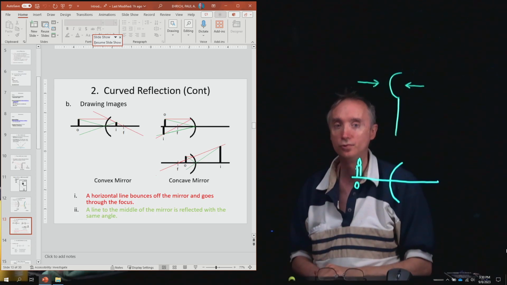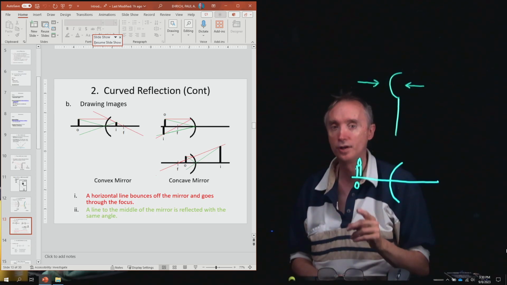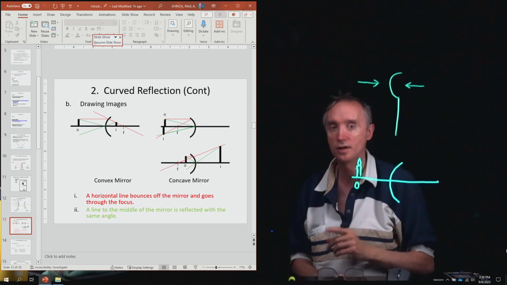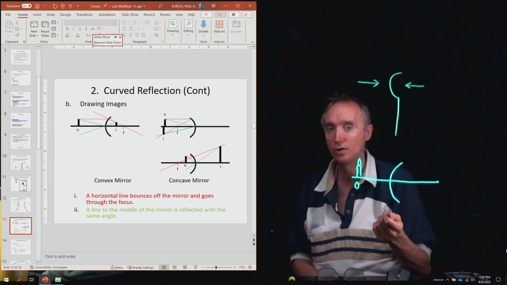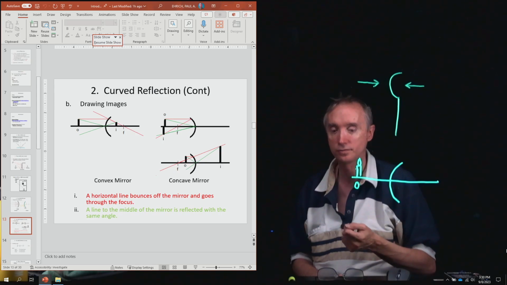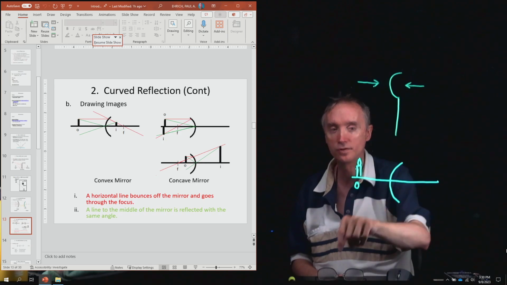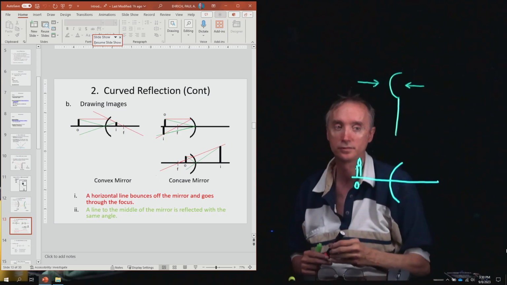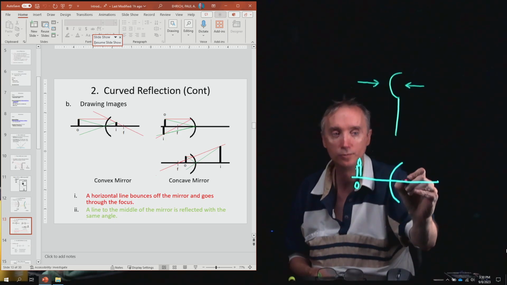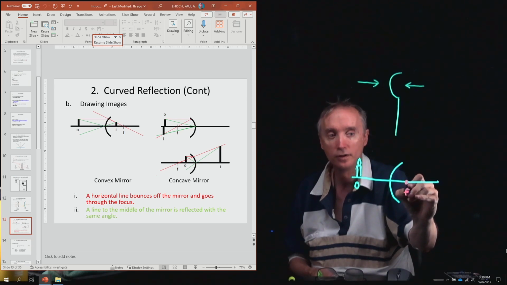Now we're going to have two rules. So rule number one is that a horizontal line, when it bounces off the mirror, has to go through the focus. So for a convex mirror, where's the focus located? The focus would be over here someplace. So this would be F for the focus.